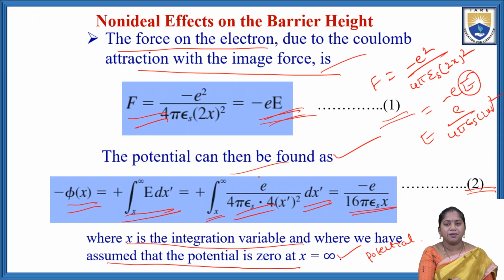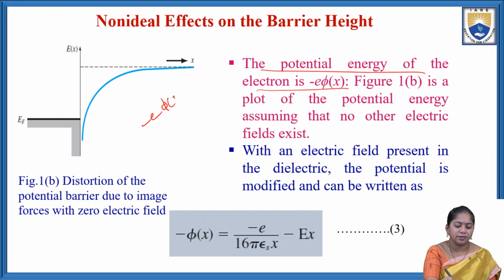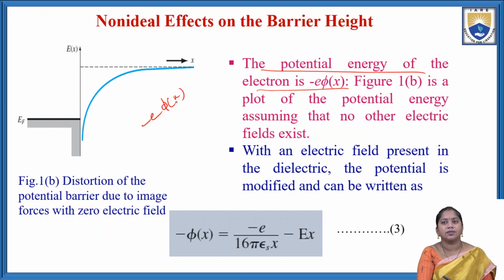So the potential can be defined as minus phi of x equal to plus integral from x to infinity of E dx', equal to plus integral from x to infinity of e over 4 pi epsilon s into (2x') whole square dx', that equals minus e over 16 pi epsilon s x, where x' is the integration variable and we have assumed that the potential is 0 at x equal to infinity. So the potential energy of the electron is minus e into phi of x.